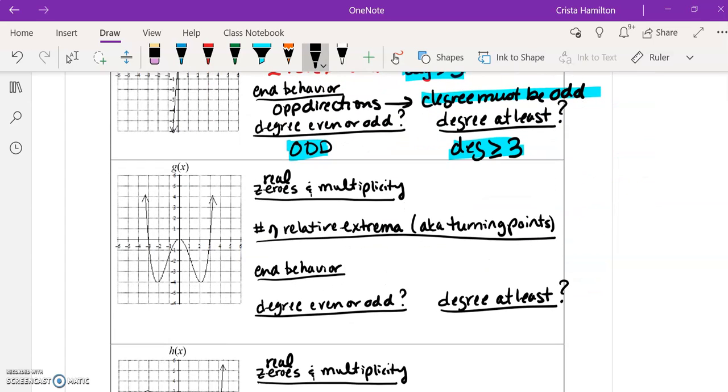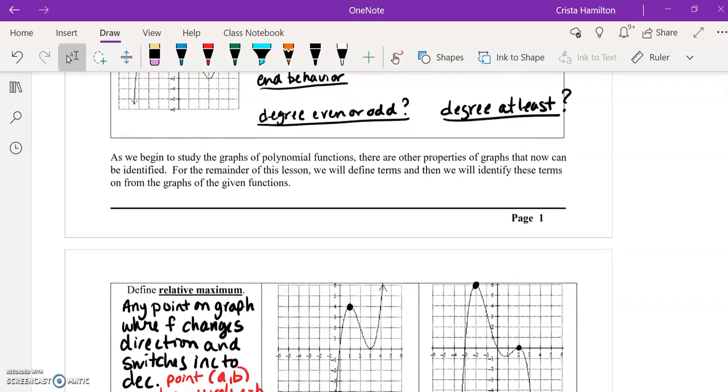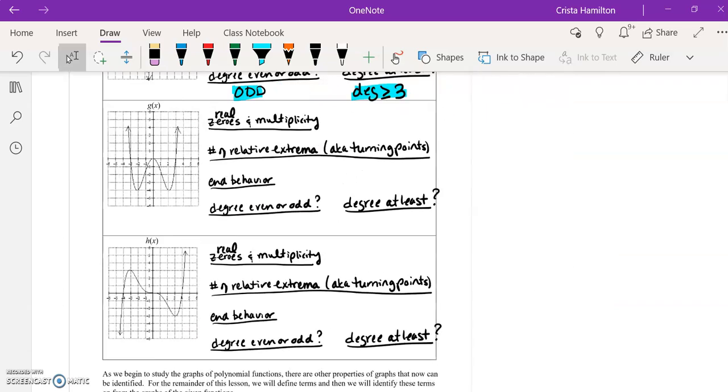All right, I'm going to leave G and H for you to do on your own. So you can come back and check the key later to do that. Let's go down. So let me just put on your own.